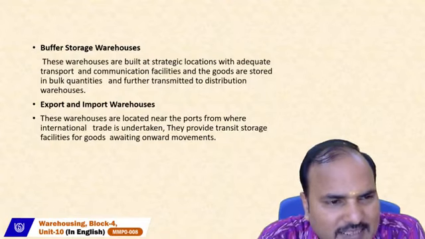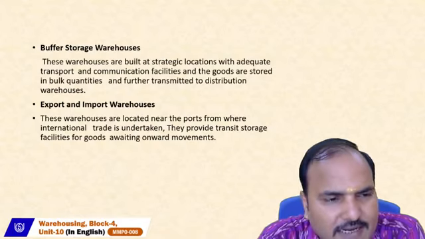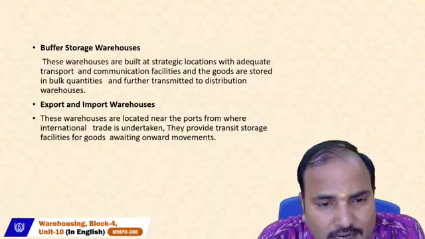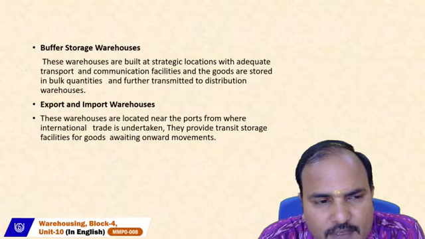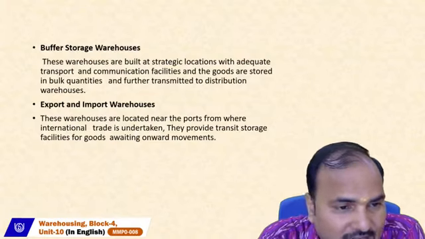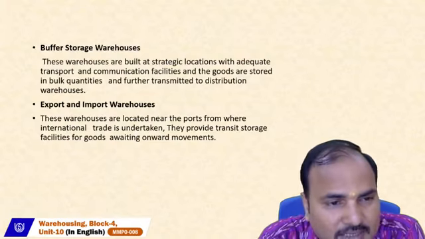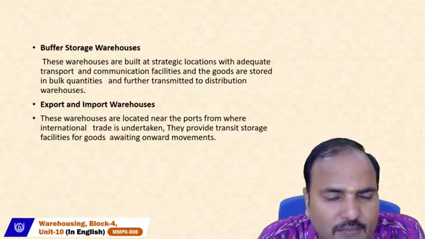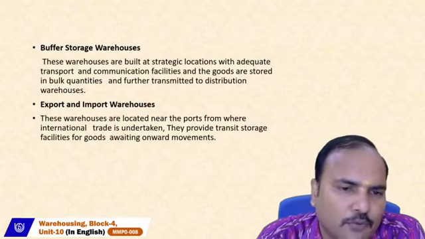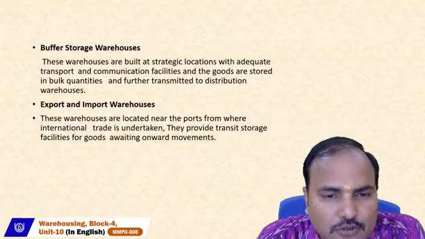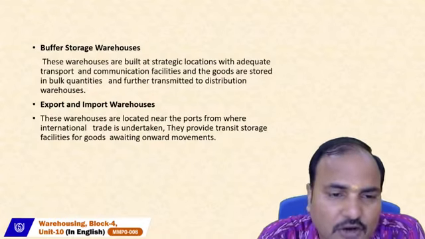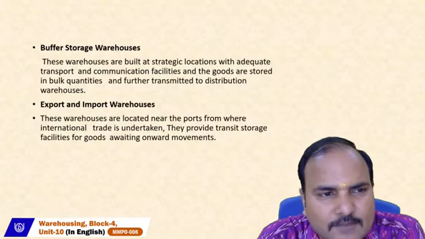Next is export and import warehouses. Basically, these warehouses are located near the ports from where international trade is undertaken, because export and import is performed through ports. So they provide transit storage facilities for goods awaiting onward movement.